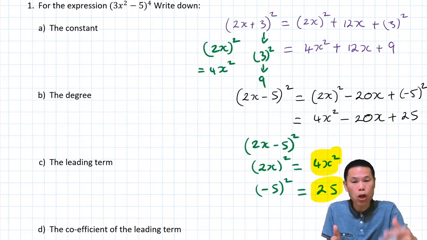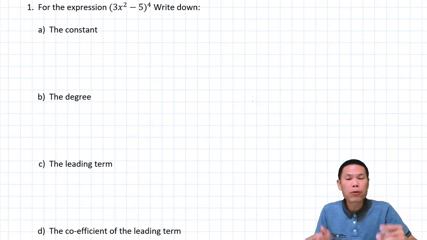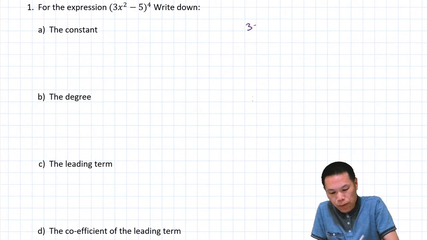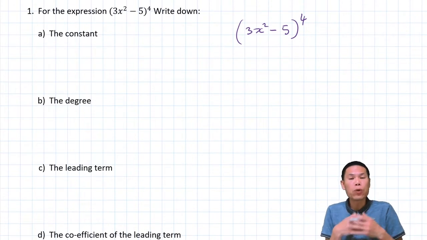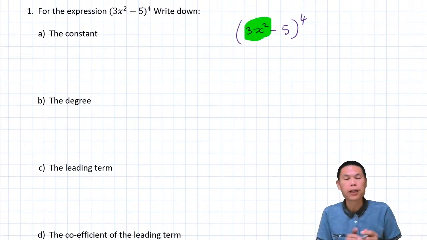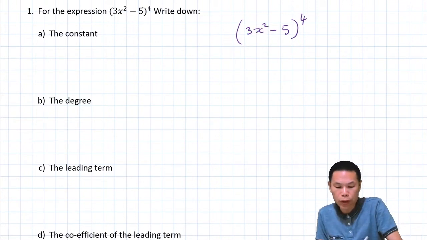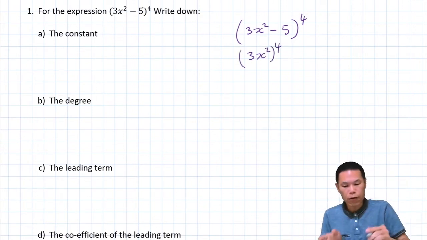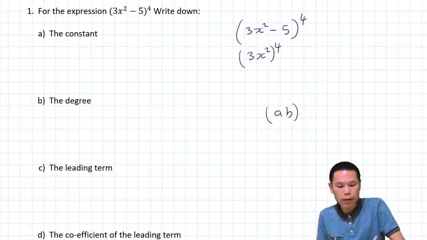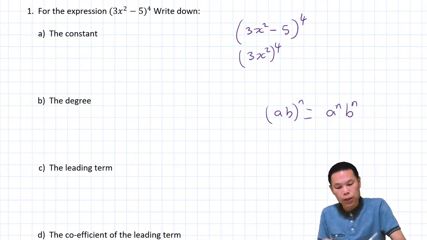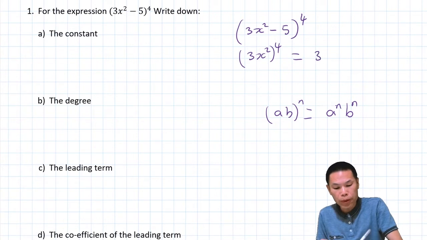Now we can just use this logic to answer the questions. Let me write it out first. So this is (3x squared minus 5) power 4. Let's work out the leading term inside the bracket first. The leading term is 3x squared, but then it's power 4. So this becomes (3x squared) power 4 as the leading term. Now remember, (ab) power of n is a power of n, b power of n. Don't forget. So this becomes 3, and x with nothing means 1, so 1 times 4 is 4.